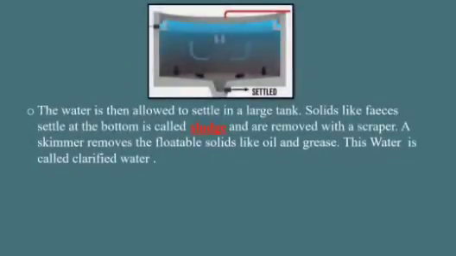After that, water is allowed to settle in a large tank so that solid waste settles at the bottom. This solid waste which settles at the bottom is called sludge, and sludge is removed with a scraper. You must have seen your mother using a spoon for removing the fried chips from the oil. Similarly, a skimmer is used to remove the floatable solids like oil, grease, etc. Now this water is called clarified water.